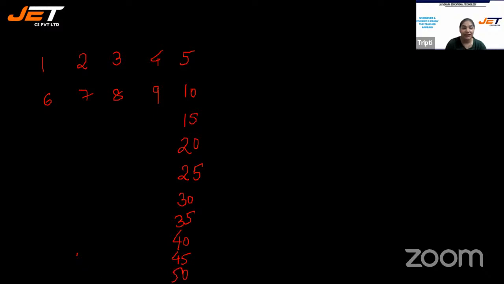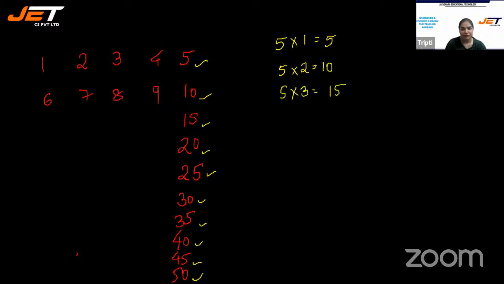If you see the numbers that I have written, 5, 10, 15, 20, 25, 30, 35, 40, 45, and 50, these are the multiples of 5. 5 times 1 is 5. 5 times 2 is 10. 5 times 3 is, what is 5 times 3? 15. 5 times 4 is 20. Come on, everyone, say it with me.